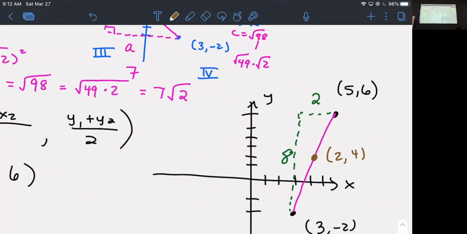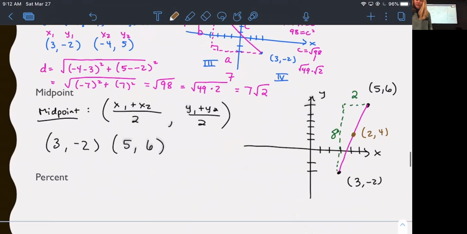Or we can use the formula. So add up the x's, divide by 2, add up the y's, divide by 2, and that's going to give us the midpoint as well. Yes. 4, 2, thank you. I love it when I get confused faces.